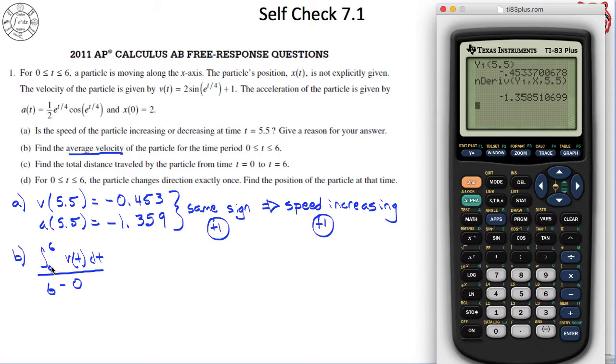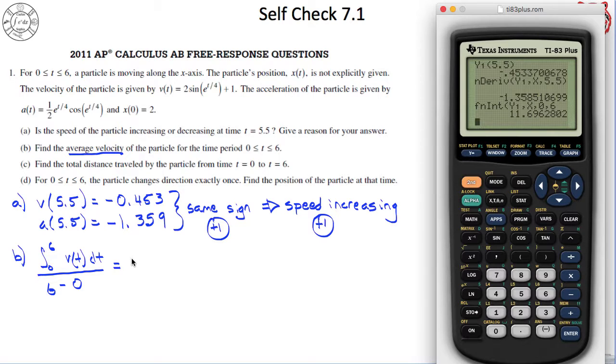So I need to do the integral from 0 to 6, so I'm going to go to math 9. And that's going to be the integral of my y variable, y1, with respect to x, from 0 to 6. And you should get 11.696. Wait, I got that for C. So that's total distance, and that's not correct. Total distance is absolute value.